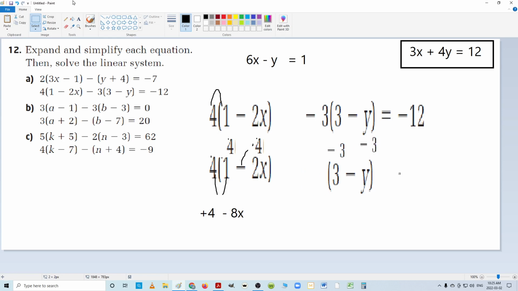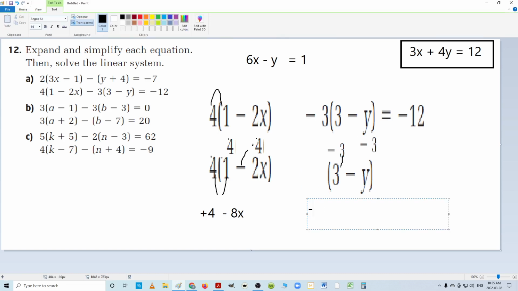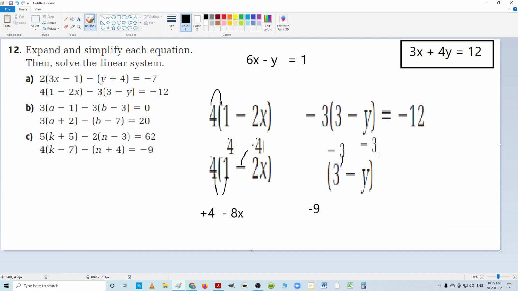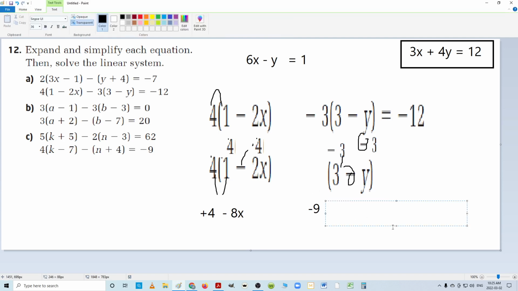So what's minus 3 times plus 3? It's minus 9. And what's minus 3 times minus y right here? Well, I have a minus times a minus. They're the same symbol. Same symbols become a plus. 3 times y becomes 3y. And we do it to get rid of all those minuses.